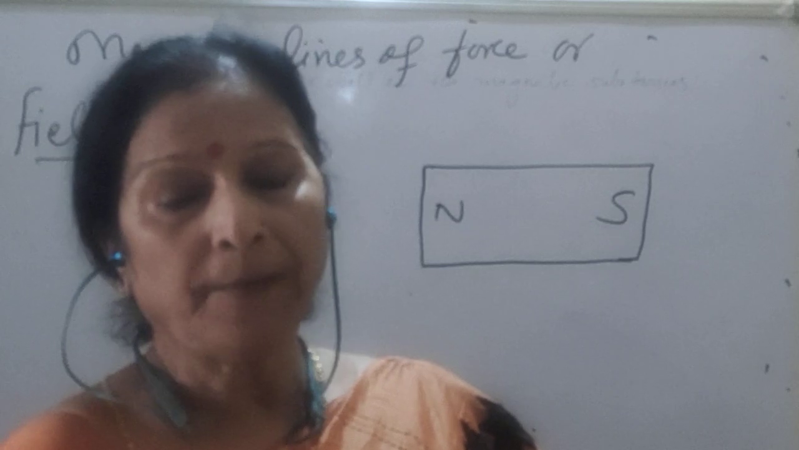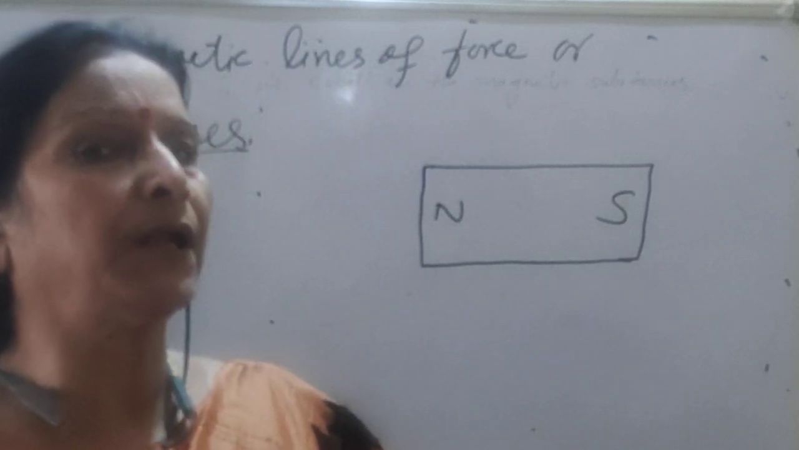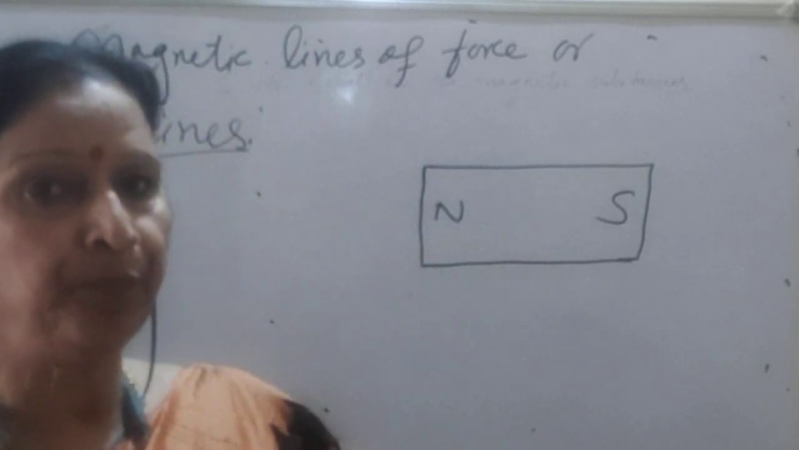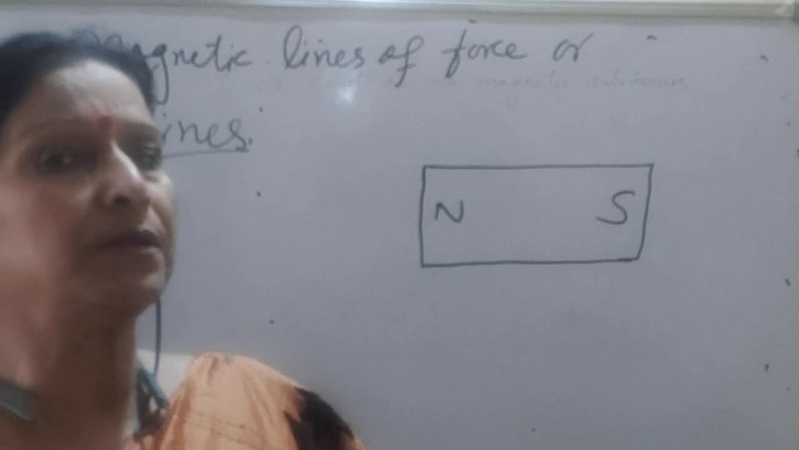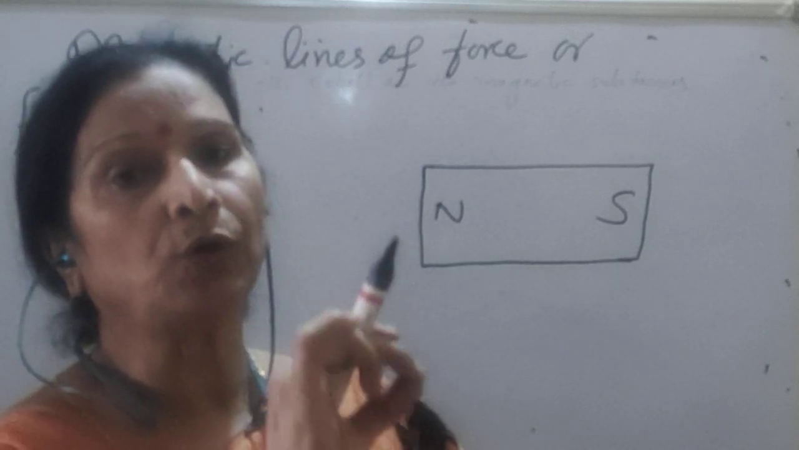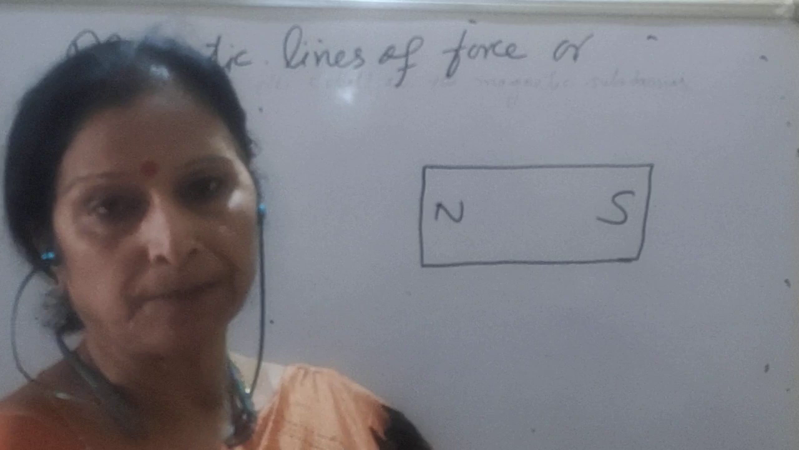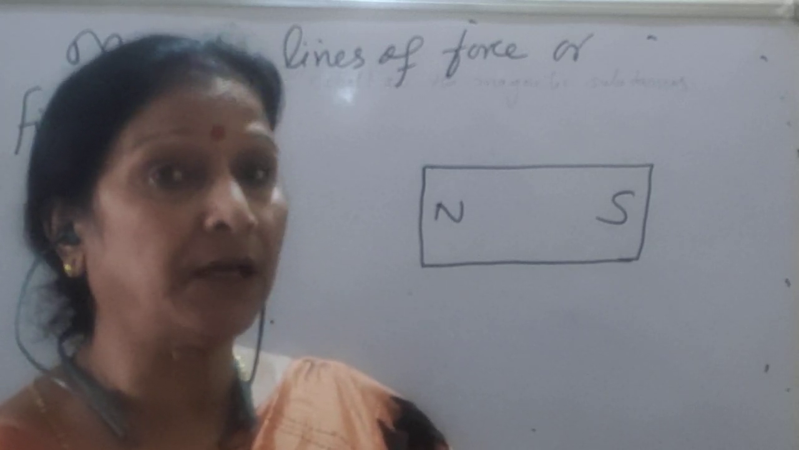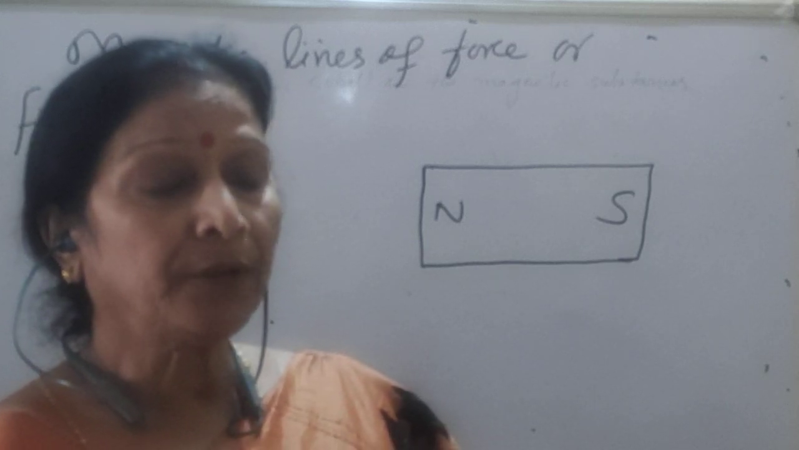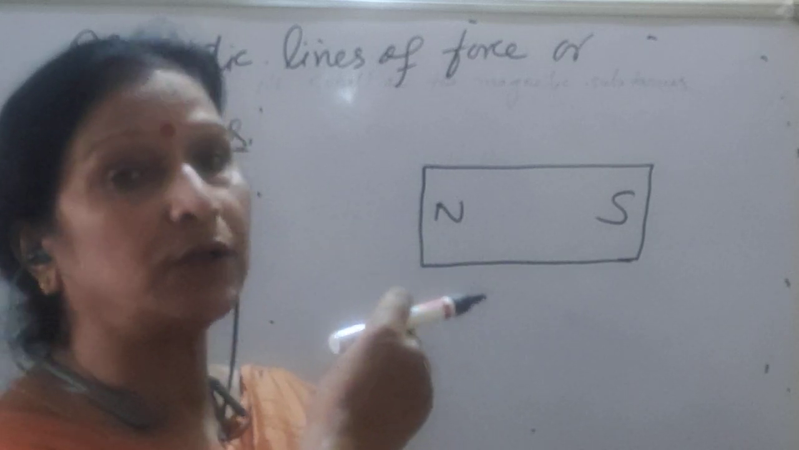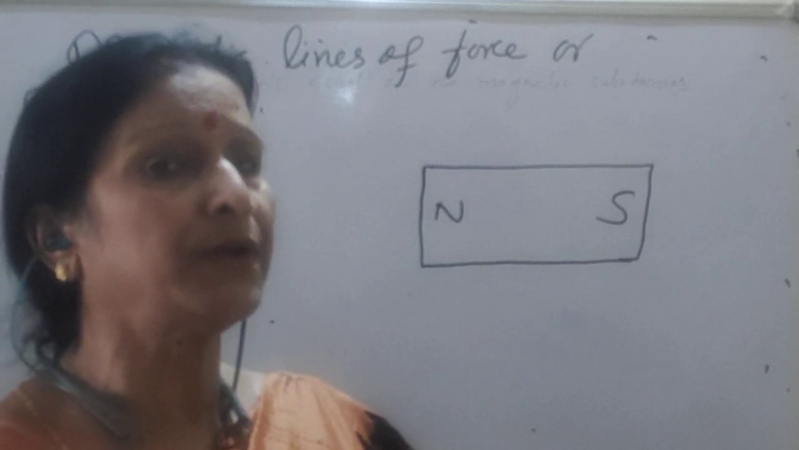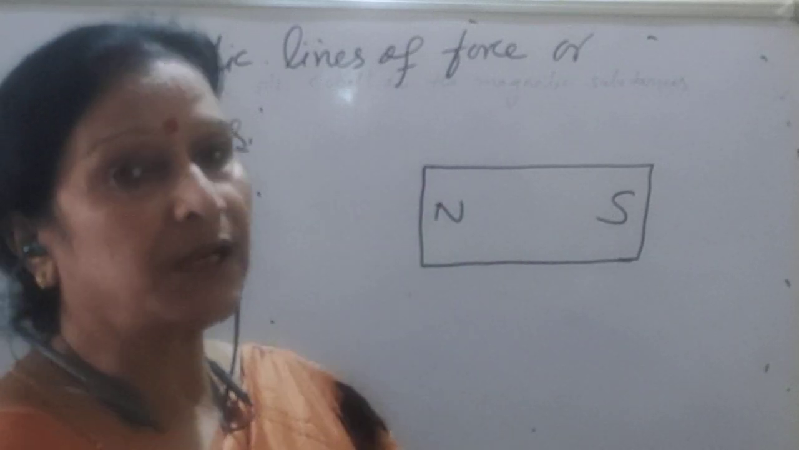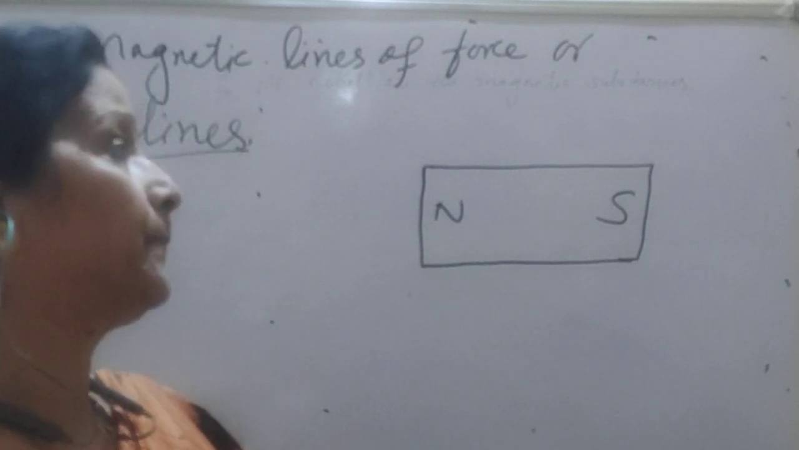In the same way, it is also conventional that the north pole of a magnet is taken to be at higher potential, so its influence is shown from north to south direction of the magnet. It is not that it is important that we had to take the north pole at higher potential, but it is just conventional that the north pole of the magnet is supposed to be at higher potential.